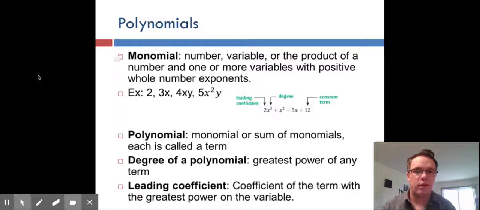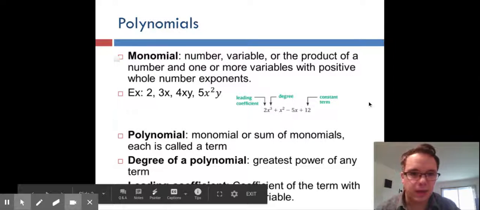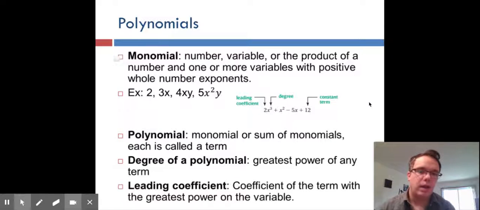And if we look up above at this polynomial here, there are two parts of polynomials that we really need to learn about. The first is the degree. The degree of a polynomial is the greatest exponent power that there is. So in this case, for 2x cubed plus x squared minus 5x plus 2, the biggest degree is 3. So our biggest power is 3, so our degree is 3.